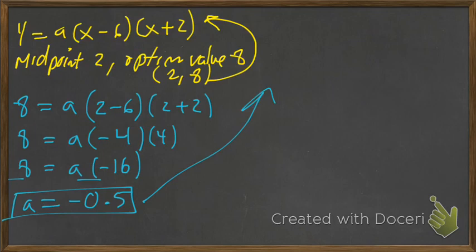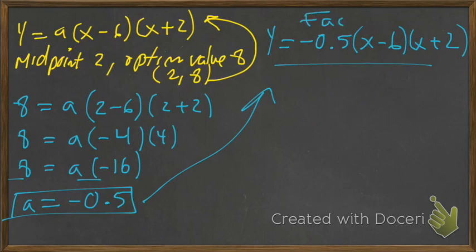So now I know that my equation in factored form is y is equal to negative 0.5 multiplied by x subtract 6 and x plus 2. So keep in mind, this is factored. We don't want factored form, we want standard form. So the way we're going to work this out is just like we did before. We're going to take these values here and we're going to FOIL them. FOIL that. What does that leave us with?